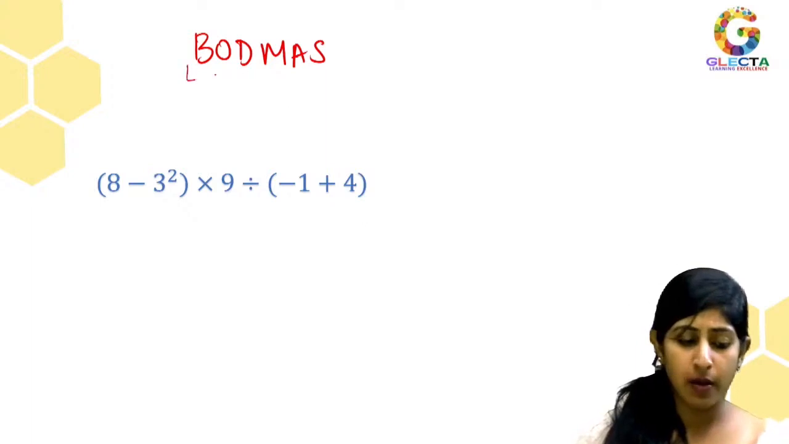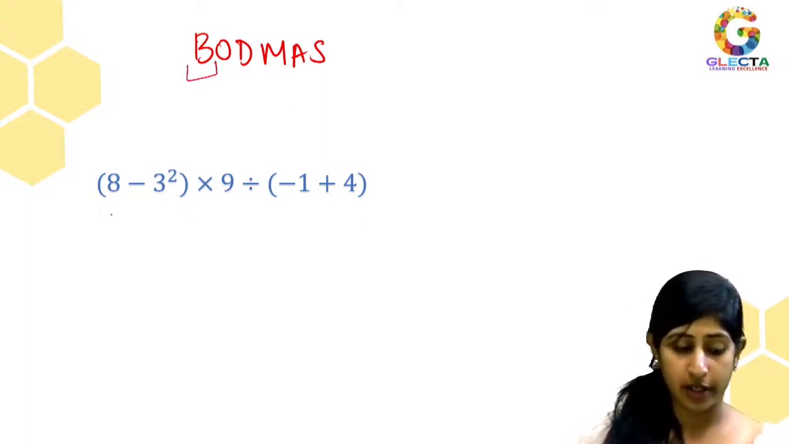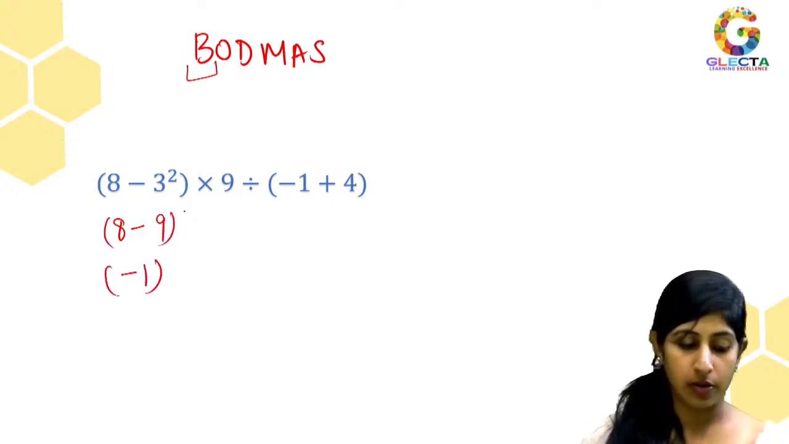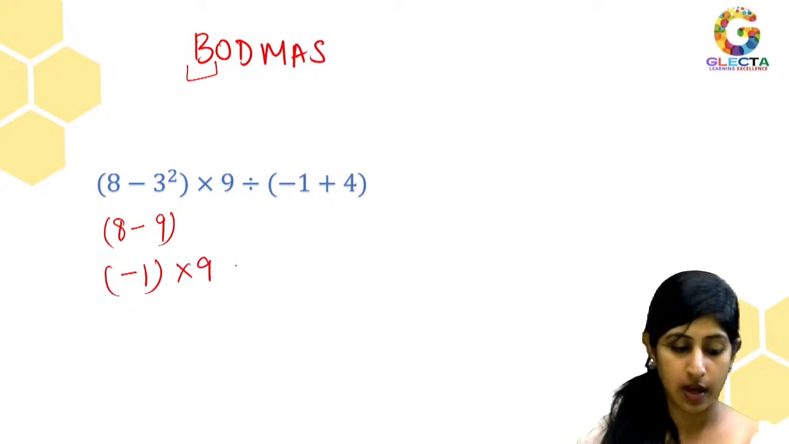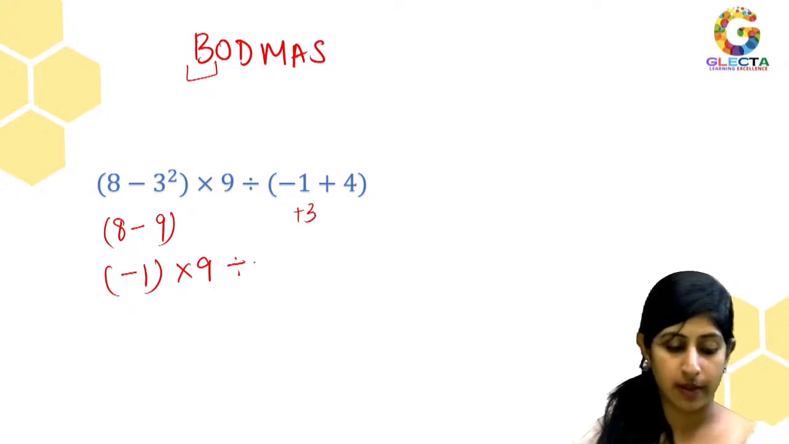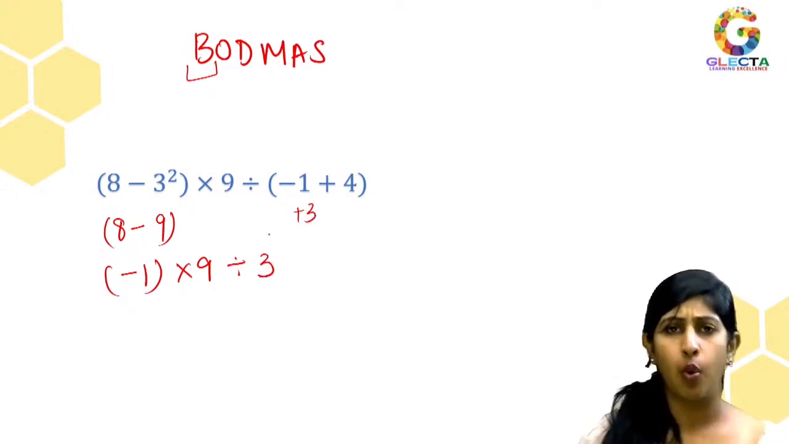So first my word is brackets. So I'm going to solve my brackets. 8 minus 3 square is 9. So what is 8 minus 9? That's minus 1. The rest of it as it is, into 9 divided by minus 1 plus 4, 4 minus 1 is 3, so positive 3. So divided by 3. Now what do I do?